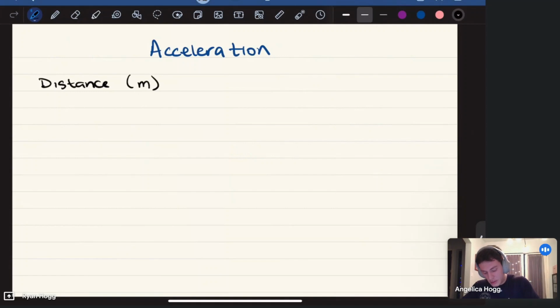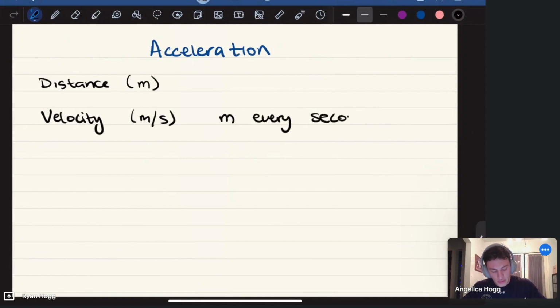For velocity, we have units of meters per second. And that's just saying how much distance, which was in this case meters every second, were covered. And now for acceleration, we're going to go one step further. And I'm going to say this is meters per second squared.